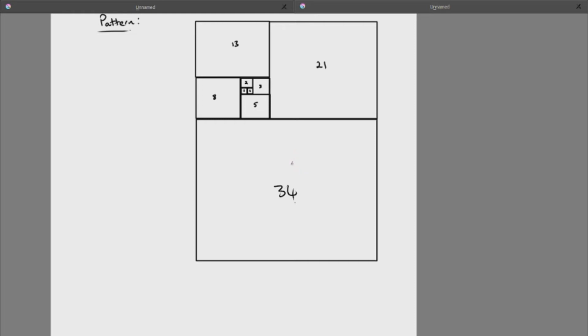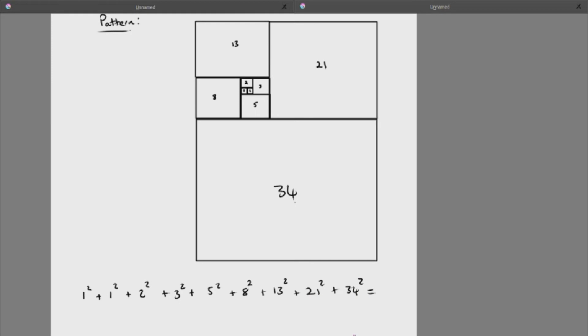So, if I want to add up the area of all of these, what would that be? That would be the little 1 square, 1 by 1, another little 1 square, then the 2 by 2 square, then the 3 by 3, then the 5 by 5, then the 8 by 8, then the 13 square, then the 21 square, then the 34 square.